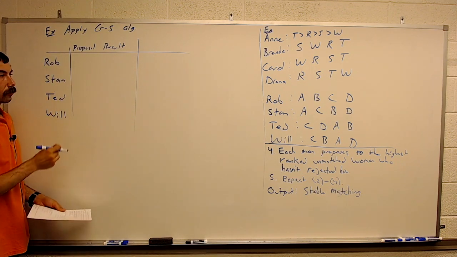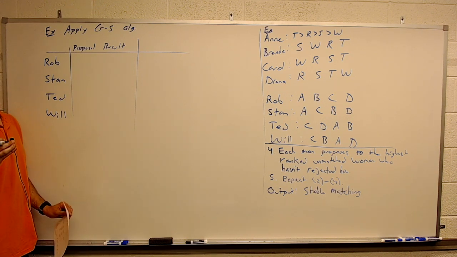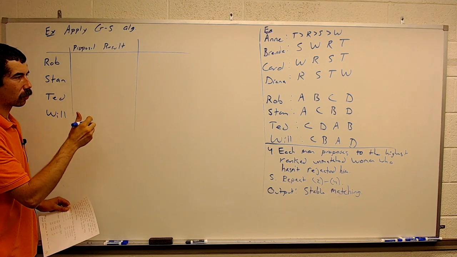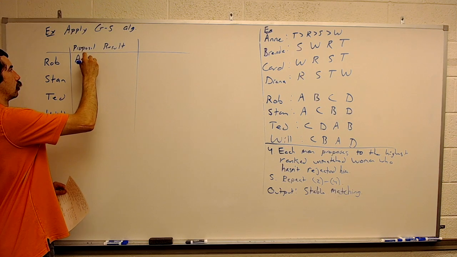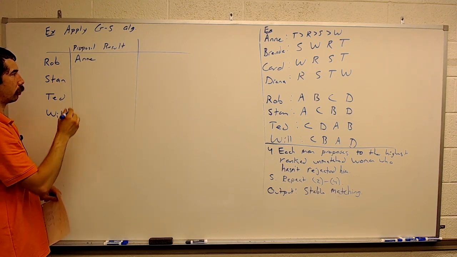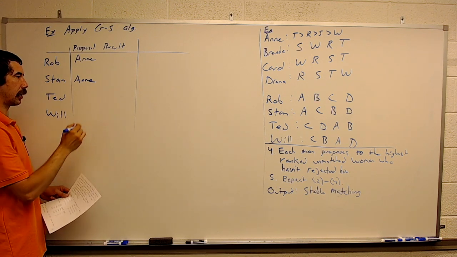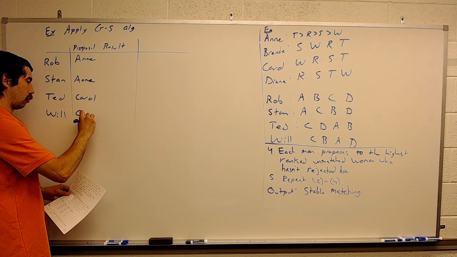So, first round, each man proposes to their top choice. Rob is going to propose to Anne. Stan is going to propose to Anne. Ted is going to propose to Carol. And Will is going to propose to Carol.